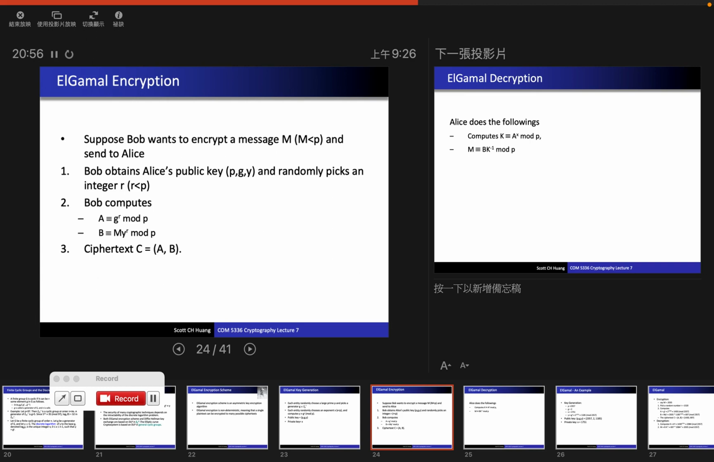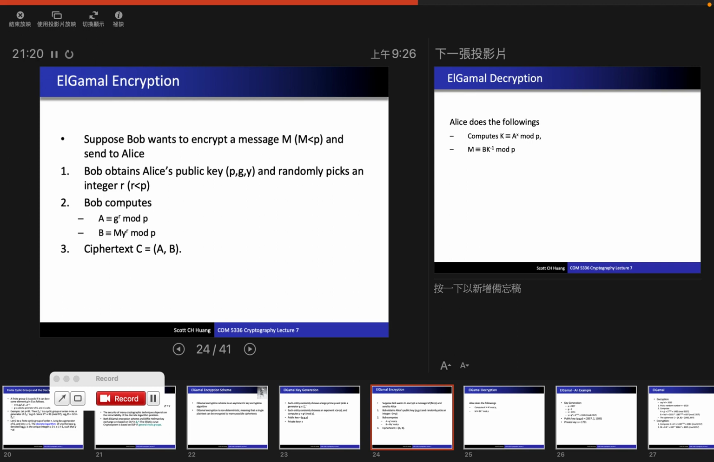Let me represent Alice's private key as X. So the private key is X, and the public key is this. Maybe I can use a different color. So this is Alice's public key, G to the X.